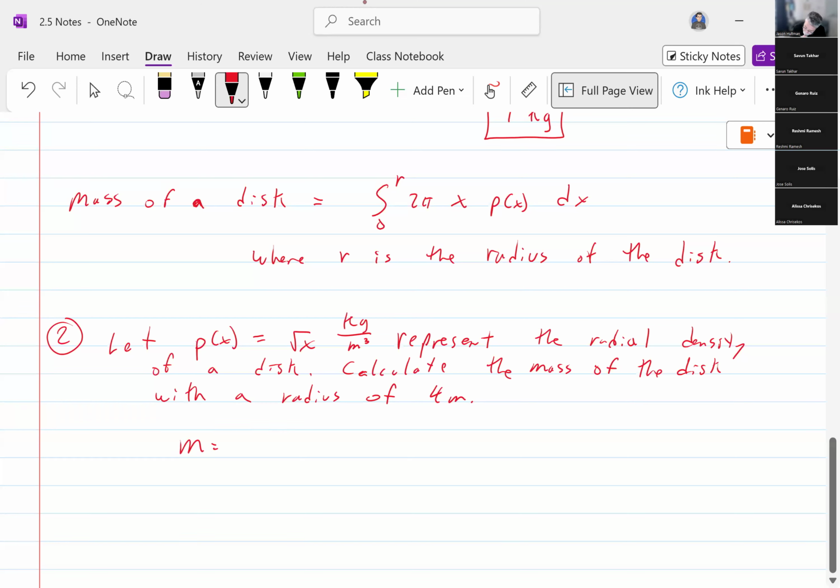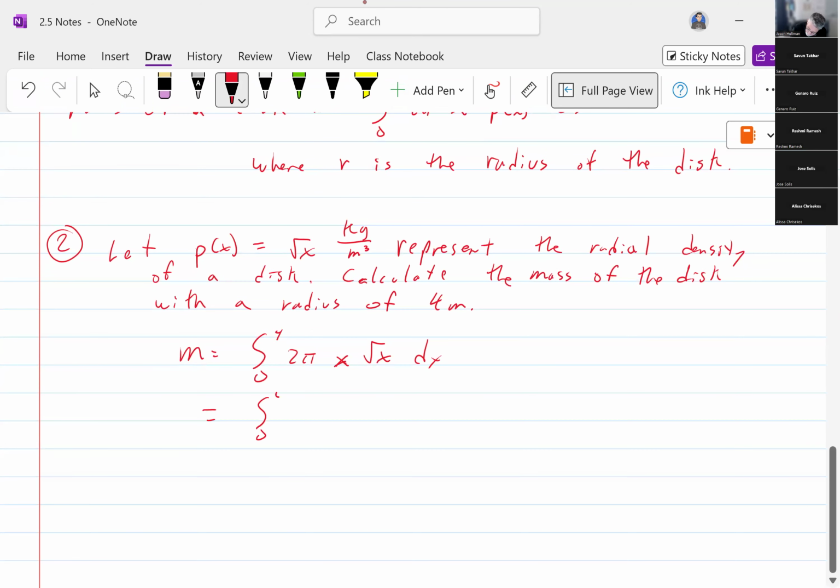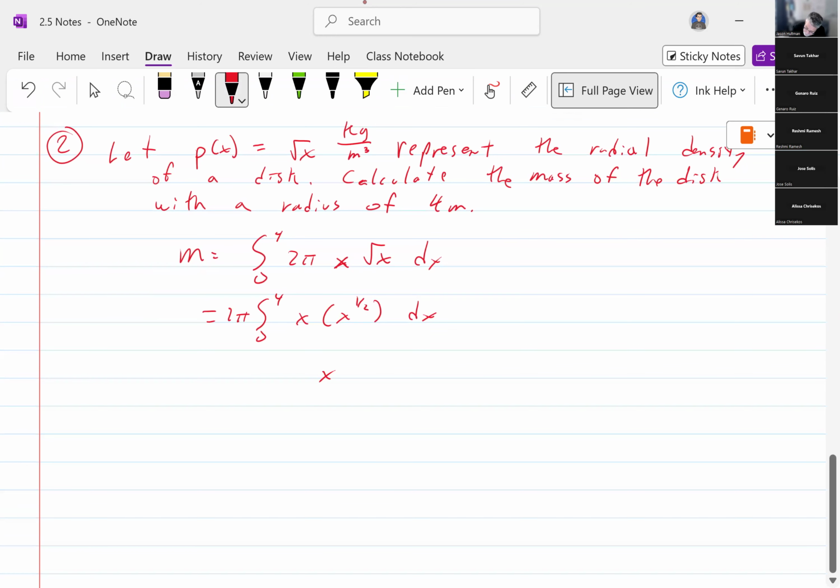So the mass is going to be the integral from 0 to 4 of 2 pi x times P of x, but P of x was the square root of x, dx. I'll pull the 2 pi out in front. This is x times x to the 1/2, dx. Combining those, I get x to the 3/2, from 0 to 4, with 2 pi out in front.